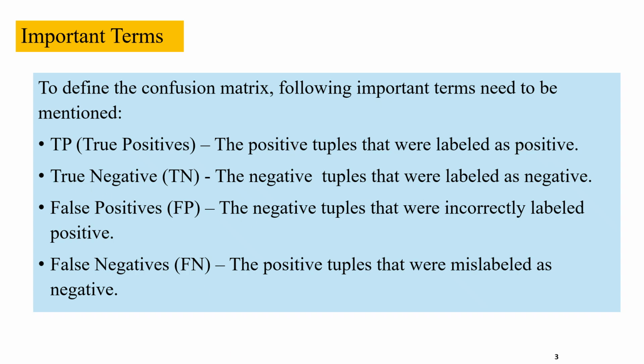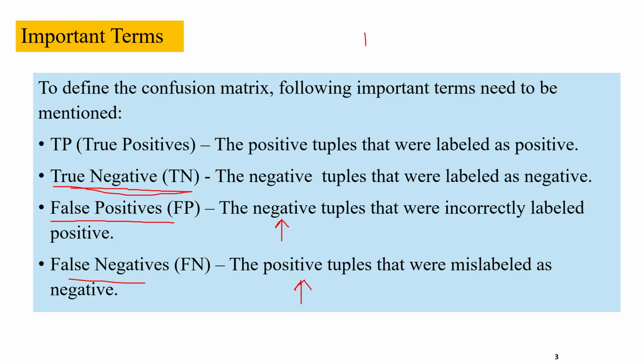Then we have the true negative. True negative is the negative tuple correctly labeled as negative. Then we have the false positive. That means falsely identified as positive but actually negative. That is false positive, falsely identified as positive. And finally, the false negative, falsely identified as negative. That means it was actually positive.